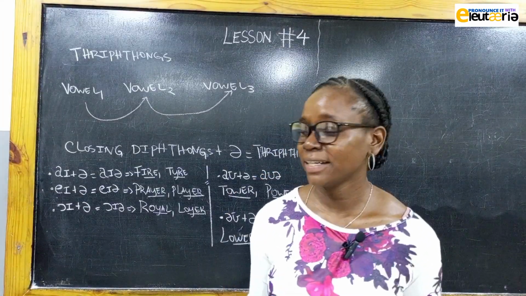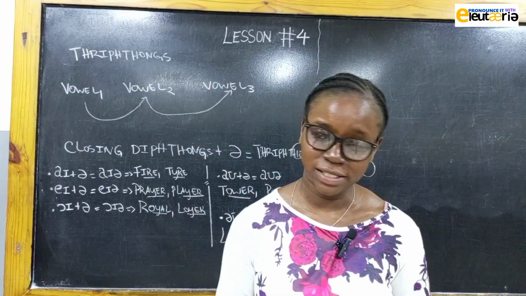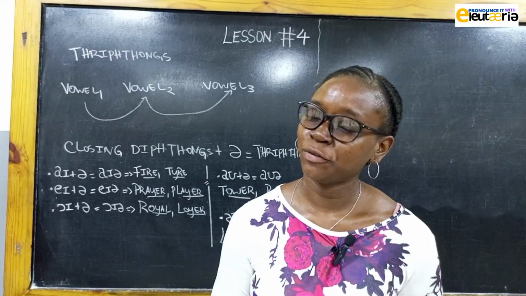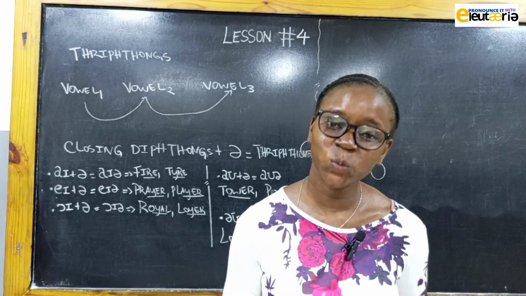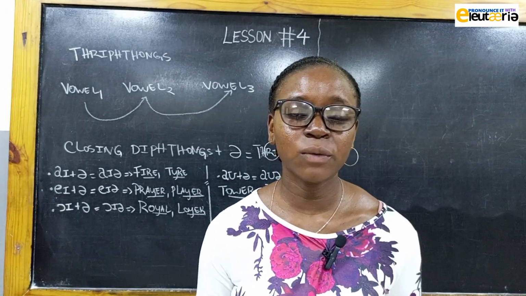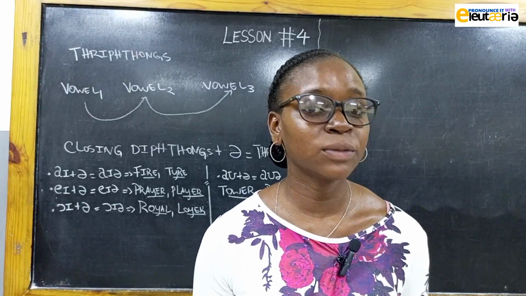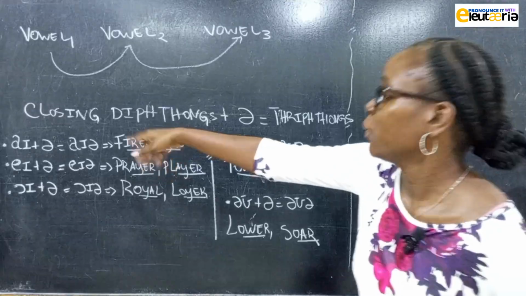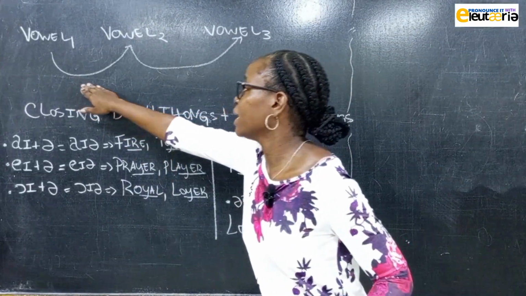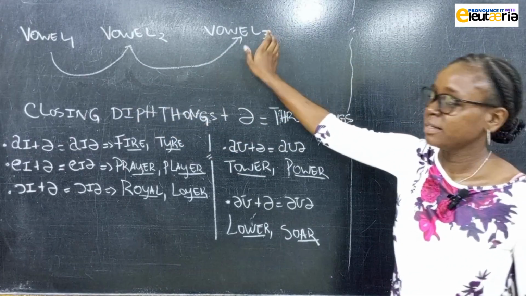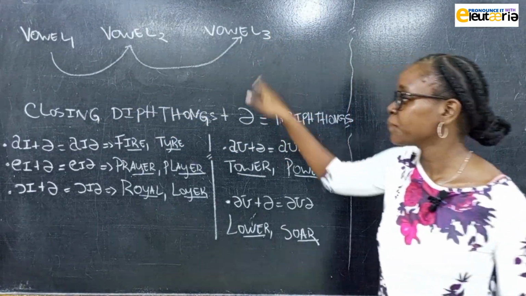Now let's discuss what triphthongs are. Well, we call triphthong a glide from a vowel to a second one and then to a third one. So we have three vowels together forming a sound. We call them triphthongs. As shown here, we have a vowel, it glides, it meets the second, and then it meets the third one. This is what we call a triphthong.